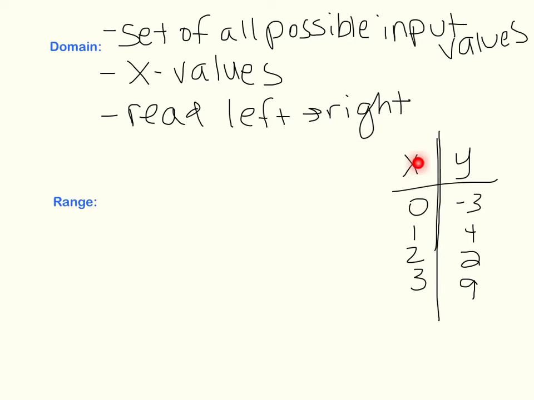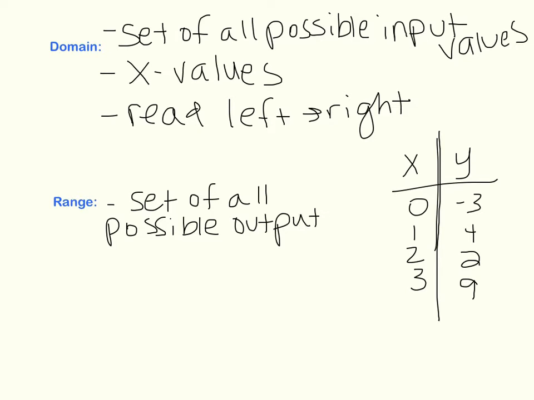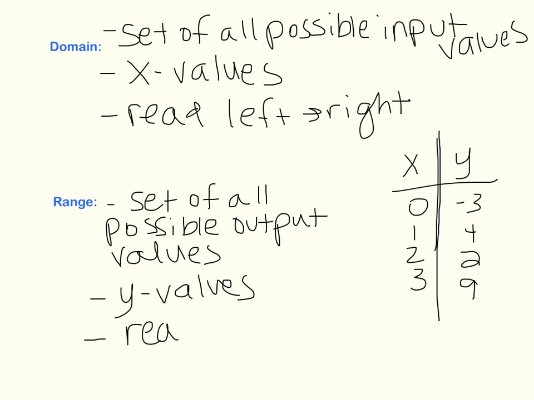Whereas your range is the set of all possible output values, which are your y values. And you read them bottom to top, still least to greatest, but bottom to top. You read that off of a graph, from bottom to top.